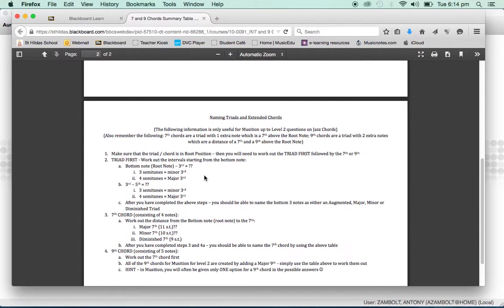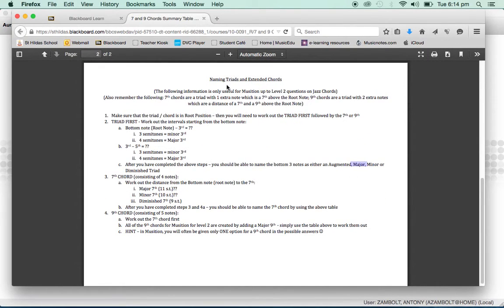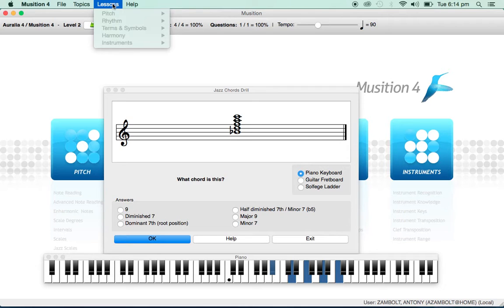Okay, so if it's a major third on the bottom and a minor third on top, that is a major triad. That's actually the only piece of information that I don't give you on this. So you need to know what the combinations of major and minor thirds are to create either augmented, major, minor, or diminished triads. But you can find that information if you go back into the lessons and go down to harmony and look up general information on chords.